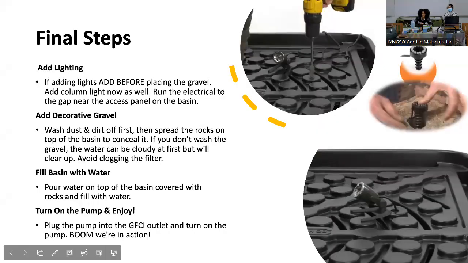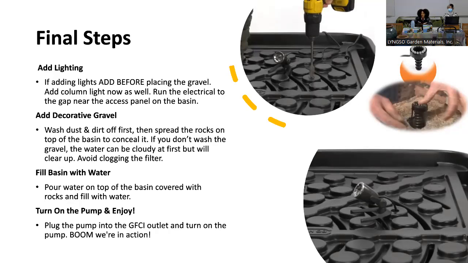So the final steps of completing a standard water feature setup is to add any lighting before you place the gravel. You'll add any column lights now as well. You'll see a little picture of an example of someone pressing one in with their thumb. That electrical has to also run down the fountain as well. So all the electrical from the pump and the lighting will run through a gap that's connected to the access panel. That little triangle that you saw where you can go in and out of the basin has a small gap where you can run all the electrical out.